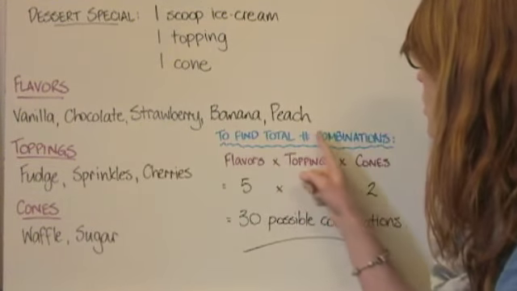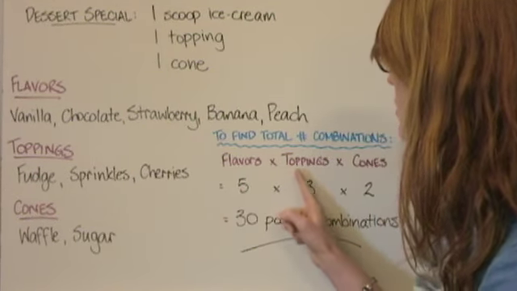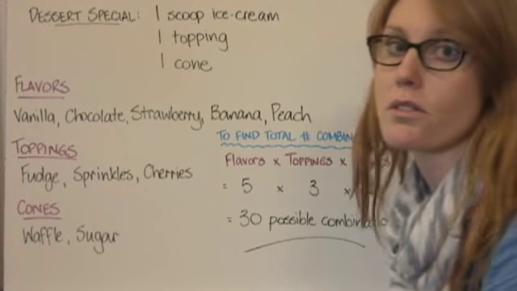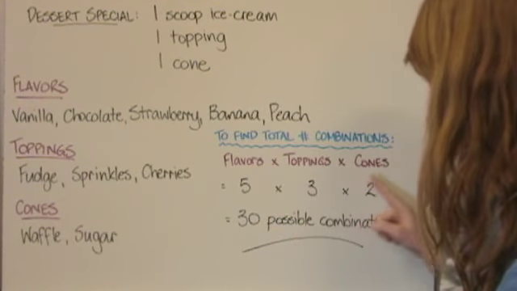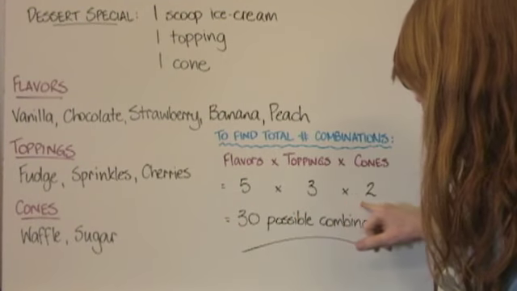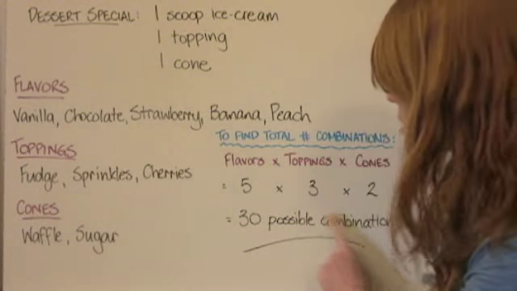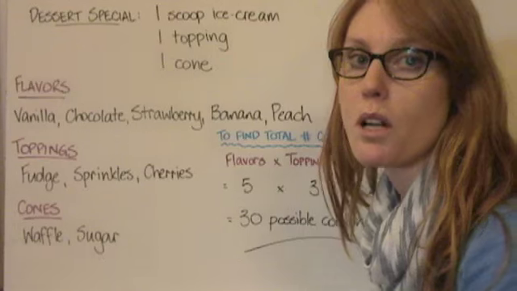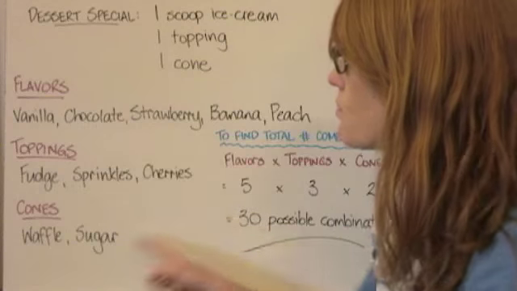So to find the total number of combinations, we multiply the flavors by the toppings by the cones. So there are 5 flavors, there are 3 toppings, and there are 2 cones. If we multiply this together, 5 by 3 by 2, we have 30 possible outcomes, 30 possible combinations of different desserts using this menu here.